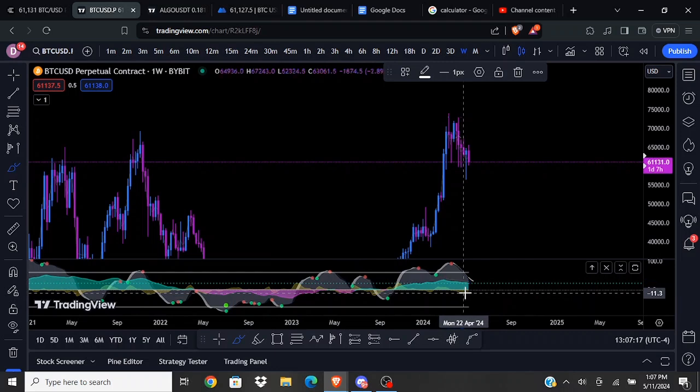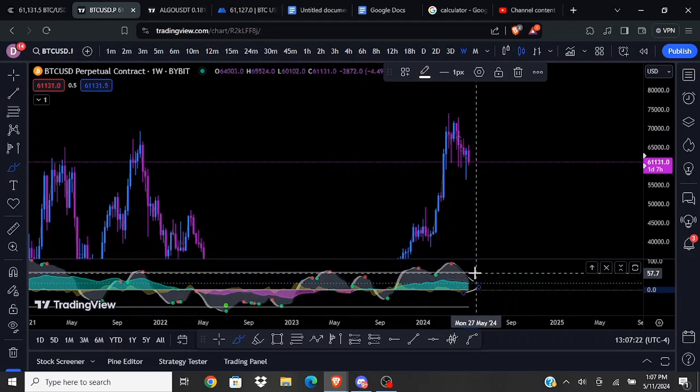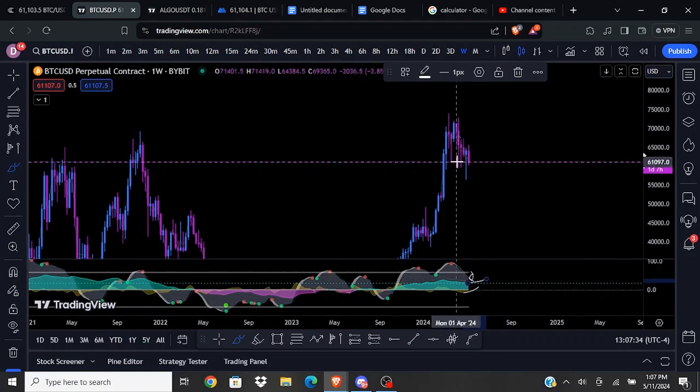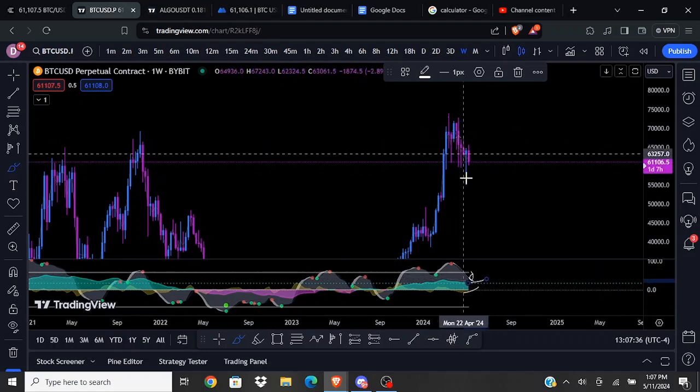And at any point, we could see a very quick turnaround if VWAP crosses up, if we get a green dot here, if money flow starts curving back to the upside. We know that sentiment can change very quickly.